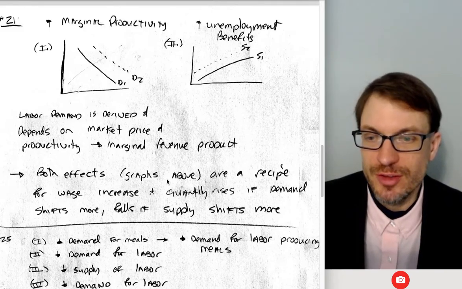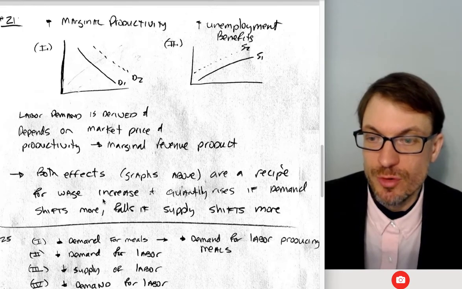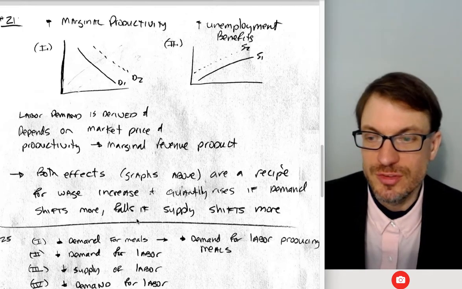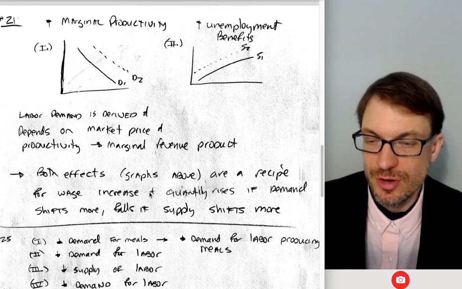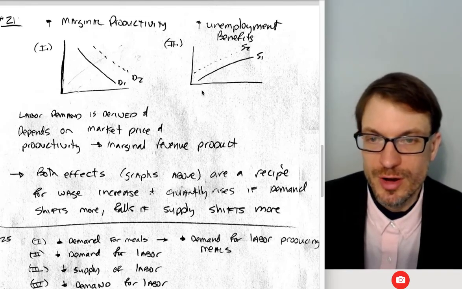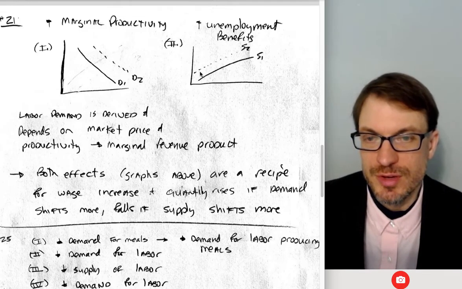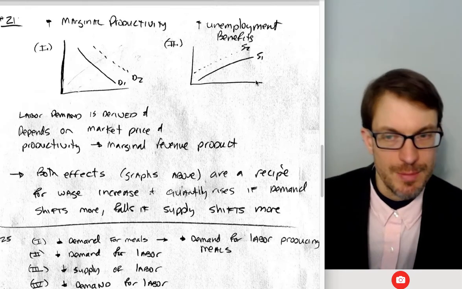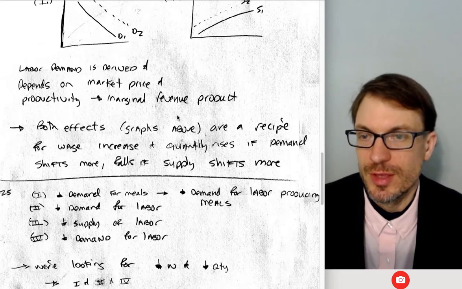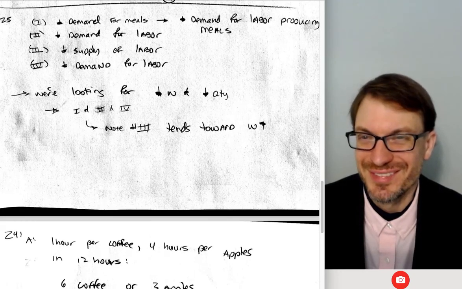So both effects, the graphs above, are a recipe for wage increases, and quantity rises if demand shifts more. That'd be this picture. I erased the supply curve, sorry. And then quantity falls if supply shifts more. You can kind of visualize what would happen with the demand curve. Anyway, let me cue this up for question 25.